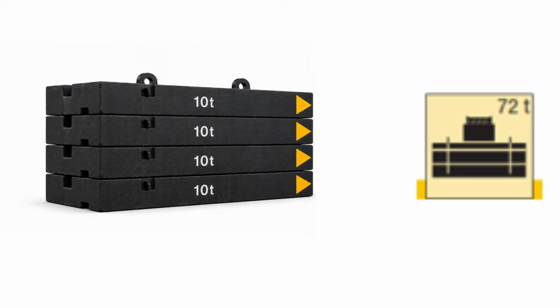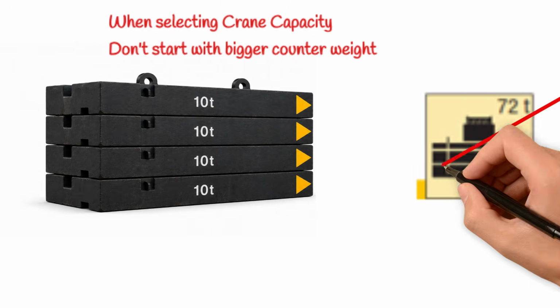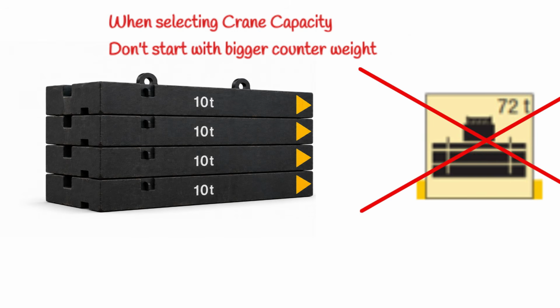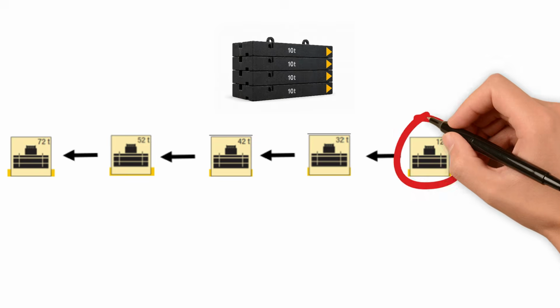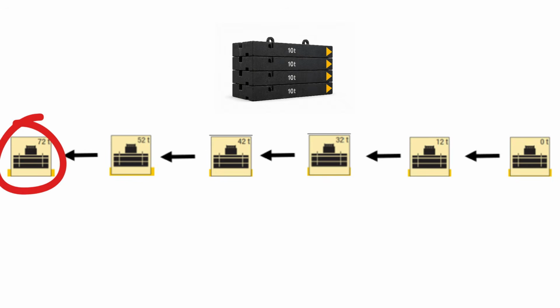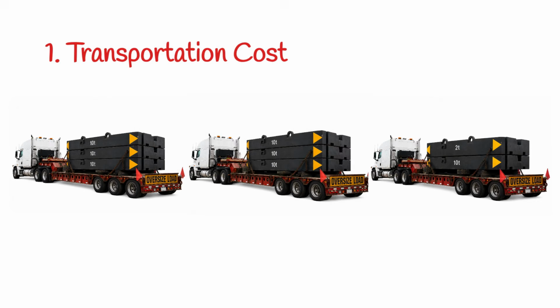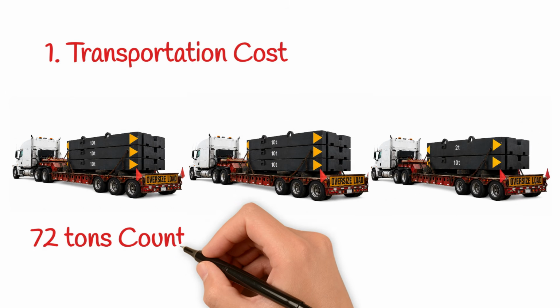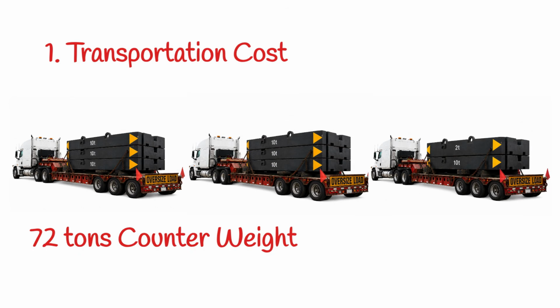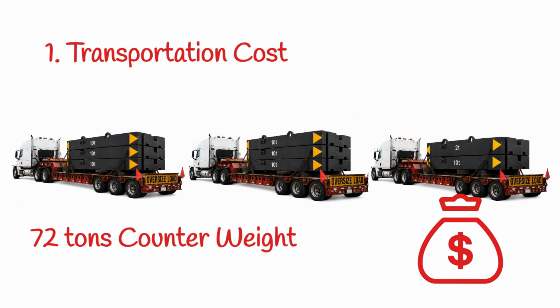Now here's an important point. When selecting a crane, don't automatically choose the largest counterweight available. Instead, start with the smallest counterweight that might safely perform the lift. There are three good reasons for this. First, transportation costs. For example, transporting 72 tons of counterweight may require approximately 3 30-ton trucks. That increases the cost of mobilizing the crane.